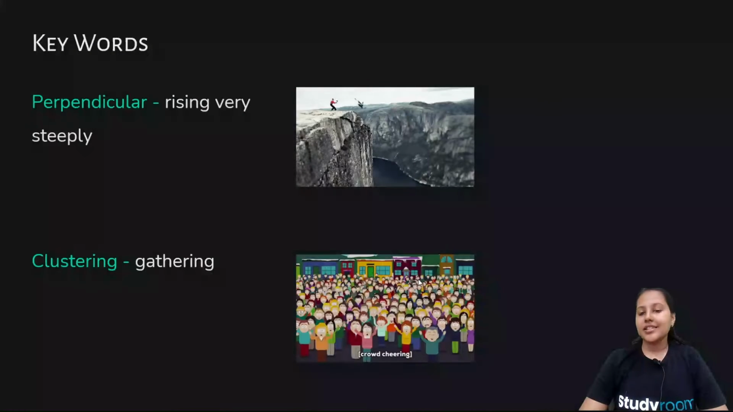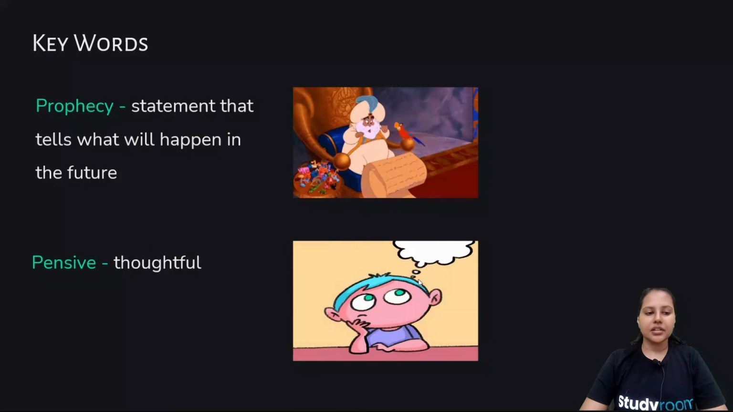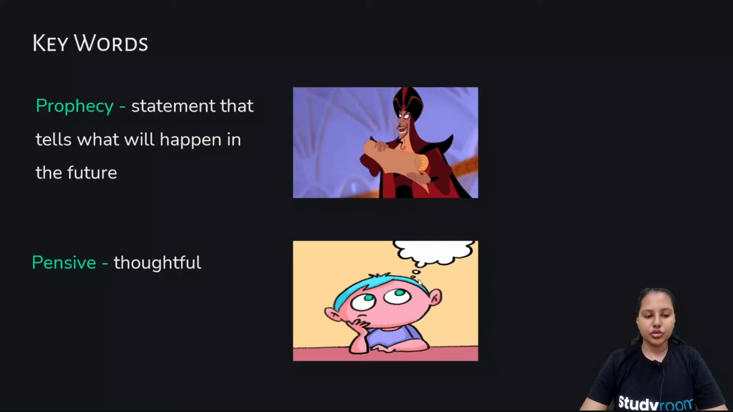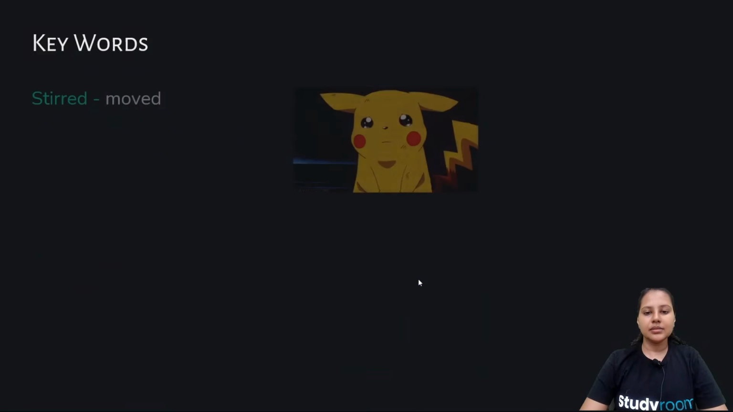So the key words: perpendicular is rising very steeply. You have heard in maths also, perpendicular shape. Clustering is gathering. Immense, enormous or gigantic is huge. Benign is kind or gentle. Prophecy is a statement that tells what will happen in the future. Pensive is thoughtful. Stirred is moved.